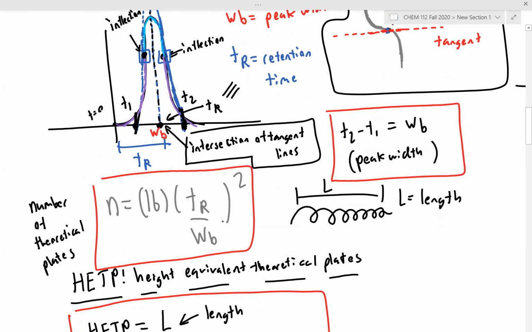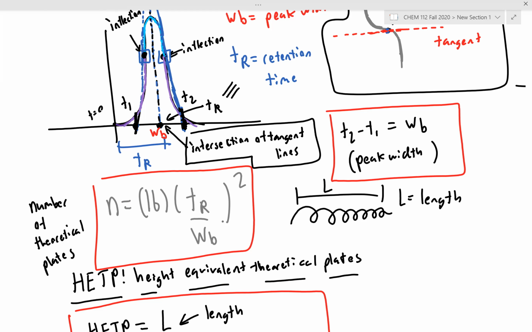The number of theoretical plates, just like in a distillation, as we saw for a 2-plate distillate, for example, represents the efficiency of separation and the number of sort of equilibrating steps that occur as our sample passes through the column. The greater the number of theoretical plates, the greater the efficiency of our separation.